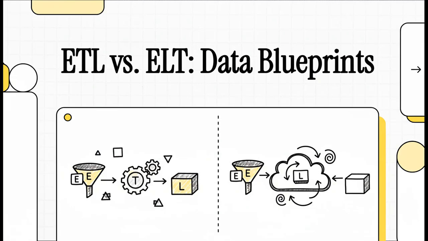In the world of data, how we move information around is, well, it's everything. And the two main ways to do it are called ETL and ELT. Now, they look almost identical, but that tiny one-letter difference has completely changed the game for pretty much every major tech company you can think of. Let's dive in and break down why.